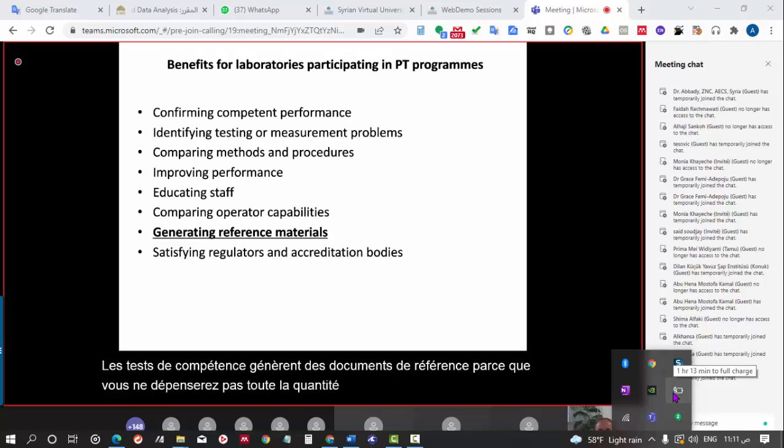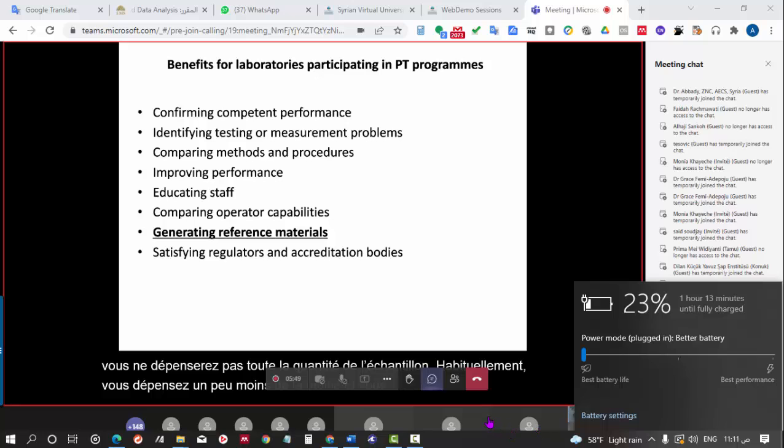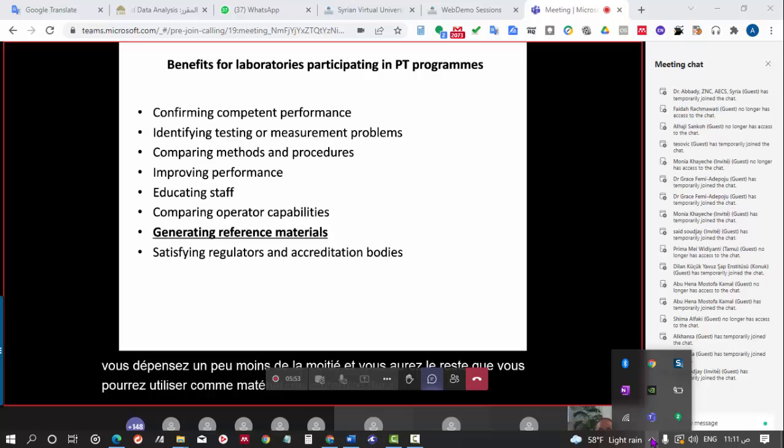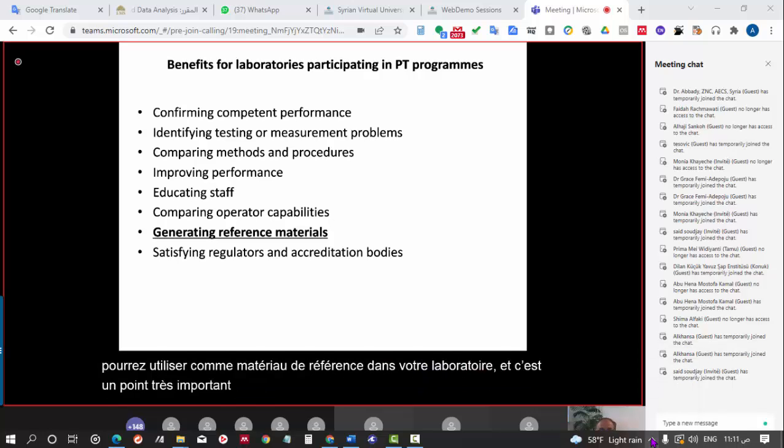Usually you spend just less than half, and you will have the rest that you can use as a reference material in your laboratory. And that's a very important point why you also have to participate, whether you are requested by your authorities or someone else. And finally, it's satisfying regulators and accreditation bodies.